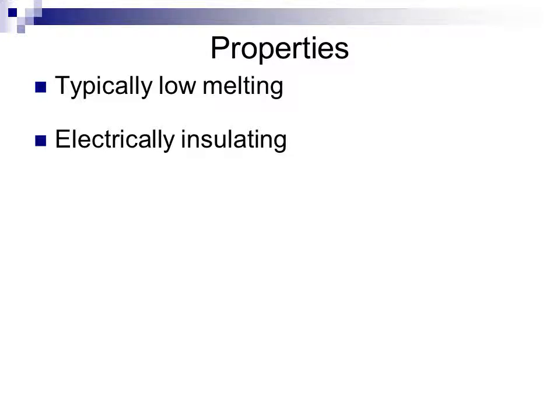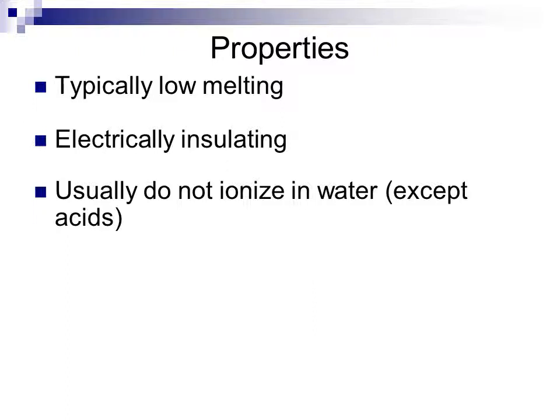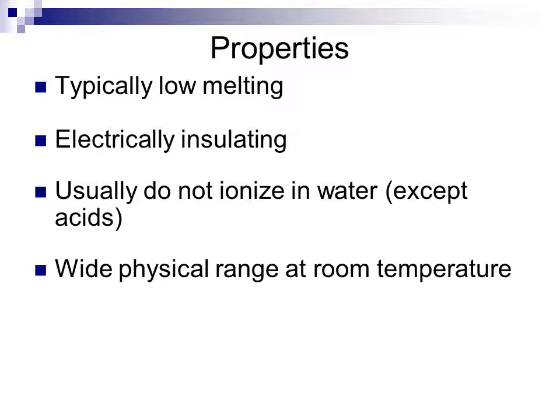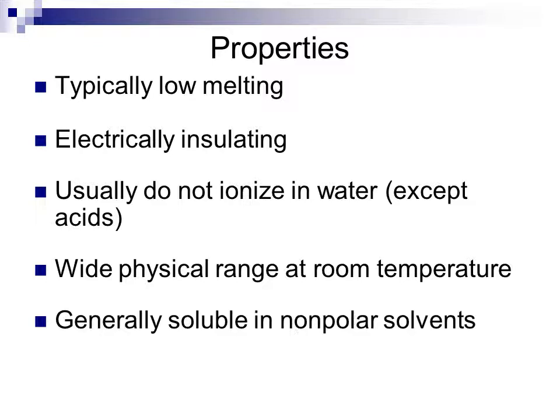The properties of covalent compounds are typically low in their melting point, especially versus ionic compounds, which tend to be very high melting point. They tend to be electrically insulating, which means they don't conduct electricity very well generally. They usually do not ionize in water, which means they will not form ions splitting apart, with the exception of acids. And they have a wide range of physical properties at room temperature, ranging from solids to gases in a similar way to what nonmetals do.